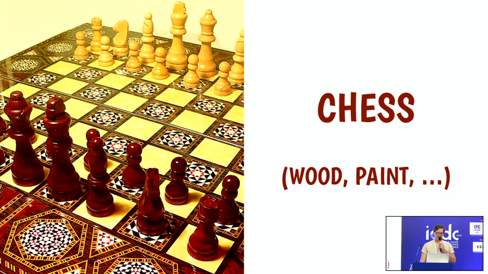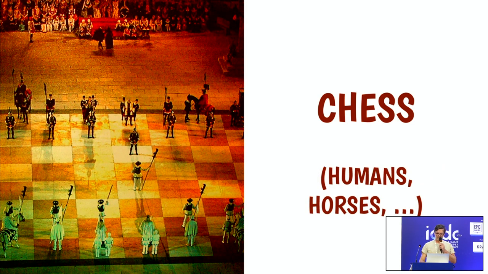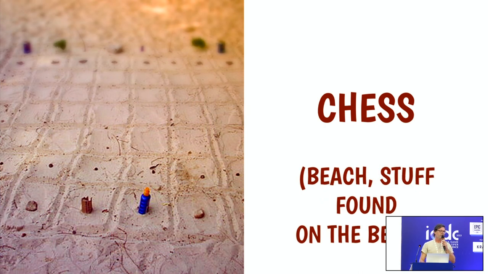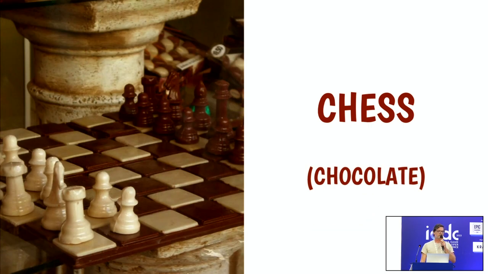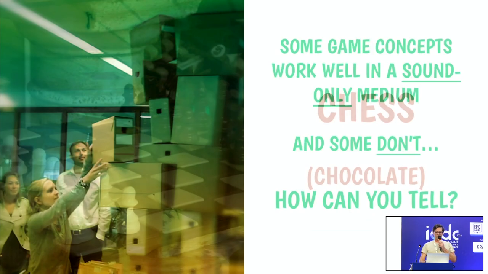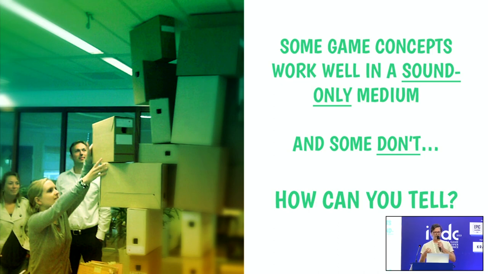So take, for example, chess. It exists in wood and paint, you can also play it with humans and horses. You can also play chess with stuff you found on the beach. You can also play chess in World of Warcraft, and you can even play chess using chocolate. So the concept of chess seems to adapt or work quite well in a variety of physical and digital media. Now the thing is, some game concepts work really well in a sound-only medium, and some don't. So how can you tell if, for instance, Stevie's audio game concept is a good one? How can you tell?